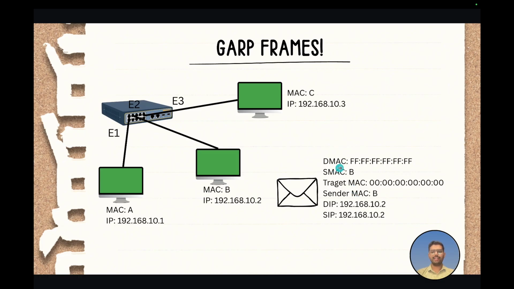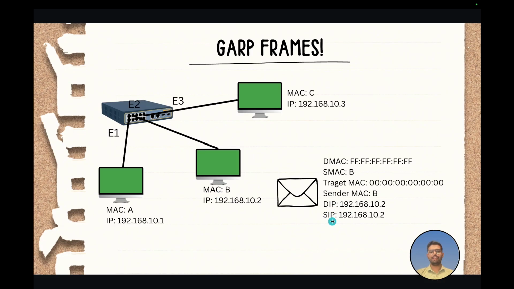The destination MAC address is usually all Fs because we want to broadcast it to every other machine connected in the local network, and the source MAC is B because this is the machine sending the message, which has MAC address B. Target MAC is all zeros because we don't know who is going to receive this packet. Sender MAC is B since this machine is sending the packet, and as you can see, the destination IP and source IP are the same.